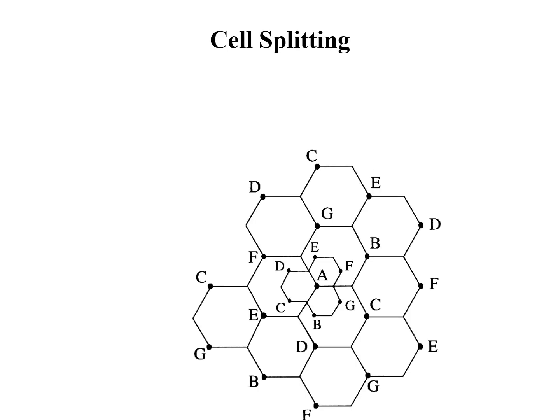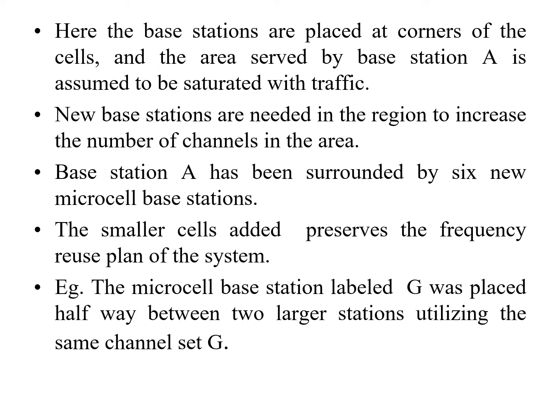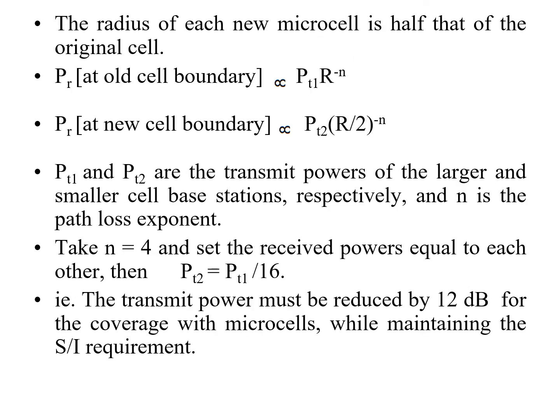This is showing the cell splitting. You can see that smaller cells are coexisting within bigger cells. Here the base stations are placed at the corners of the cells and the area served by base station A is assumed to be saturated with traffic. New base stations are needed in the region to increase the number of channels in the area. Base station A has been surrounded by 6 new microcell base stations. These smaller cells added preserve the frequency reuse plan of the system. For example, the microcell base station labeled G is placed halfway between two larger stations utilizing the same channel set G. The radius of each new microcell is half that of the original cell.